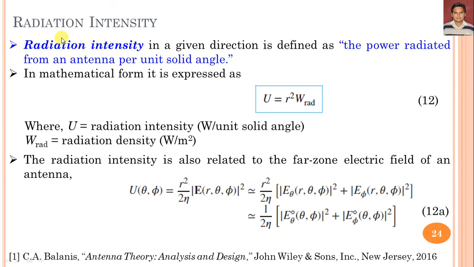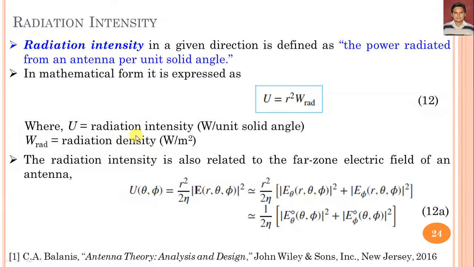Then further we can calculate the radiation intensity. Radiation intensity in a given direction is defined as the power radiated from an antenna per unit solid angle. Simply, the radiation intensity U is a function of theta and phi, which is equal to r square into W radiated. This is very important for calculating the radiation intensity, where U is the radiation intensity in watts per unit solid angle and W radiated is the radiation density.